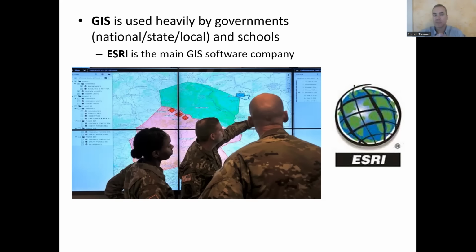As I said earlier, the biggest company by far that makes GIS software is called Esri. You see the logo on the right. They have a website that actually has lots of tutorials and lots of information if you're interested in that. And the US military, on the bottom, is one of the biggest GIS users in the world.